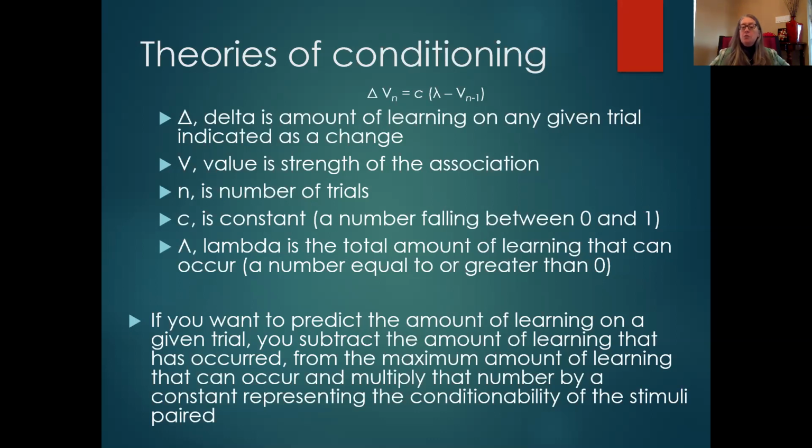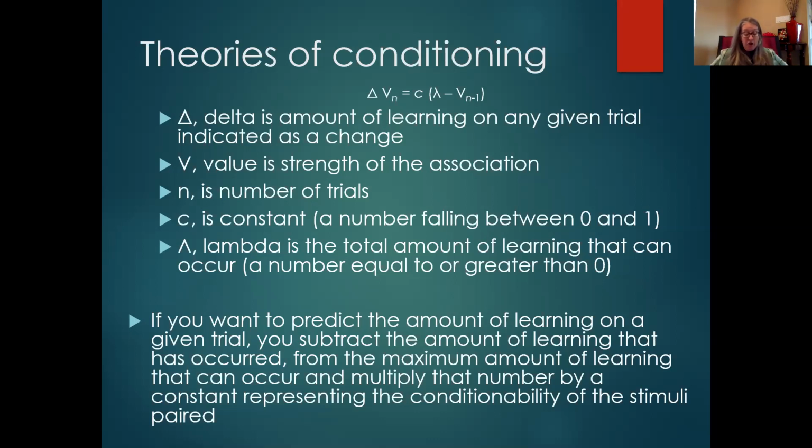So if you want to predict the amount of learning on a given trial, you subtract the amount of learning that has occurred from the maximum amount of learning that can occur, and then you multiply that number by a constant representing the conditionability of the stimuli paired. And that is what the Rescorla-Wagner model is saying.